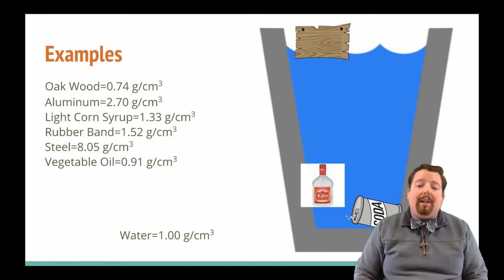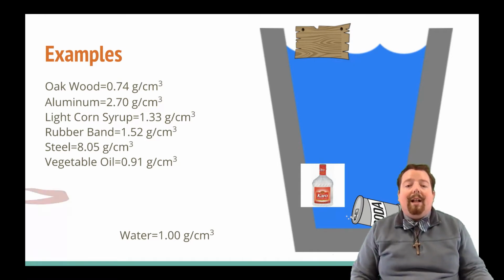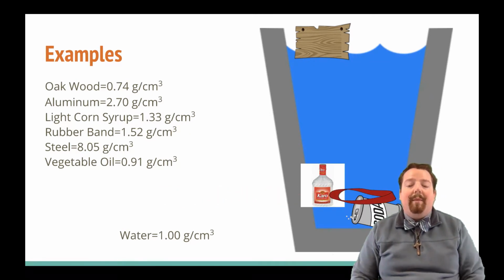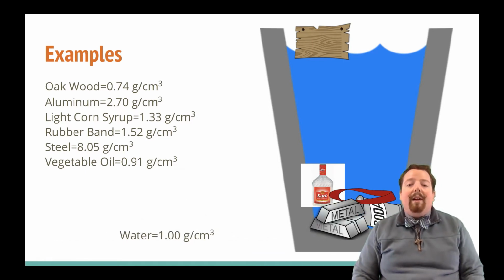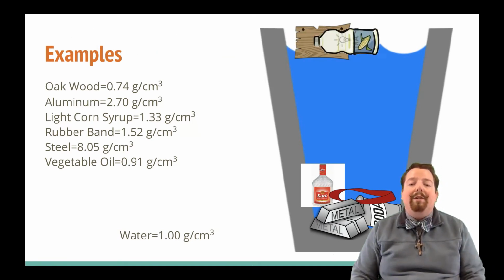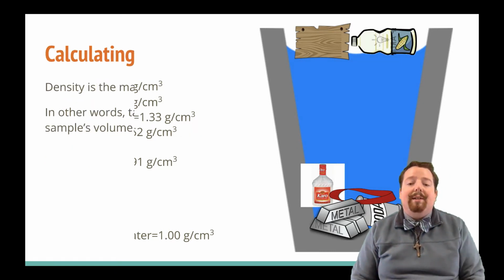Corn syrup would also sink with a density of 1.33. A rubber band clocking in at 1.52 grams per cubic centimeter would also sink to the bottom of the water. And steel with a density of 8.05 would sink very quickly to the bottom. Finally, vegetable oil, which has a density of 0.91, just under 1, would float because its density, while not much less, is still less than the water's density.